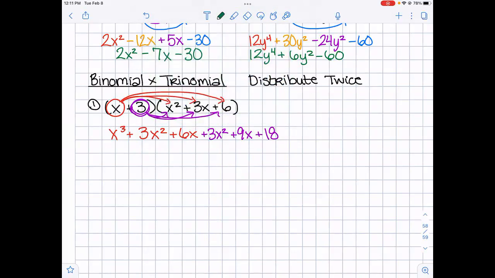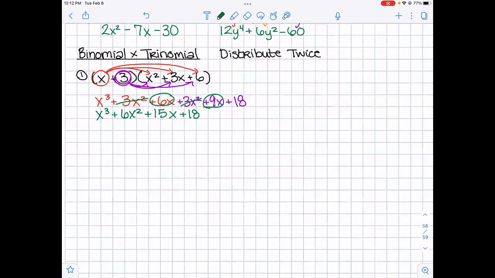Okay, now we gotta go look and combine like terms. Are there any other x to the thirds? No, write that down. We've got 3x squared plus 3x squared, which is 6x squared. Okay, so we put those together. 6x plus 9x is 15x. And are there any other constants? Oh, just 18. So put plus 18. Done. What do you think? Not as bad as you thought?